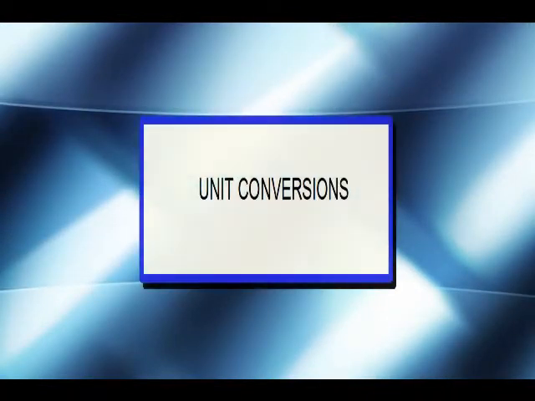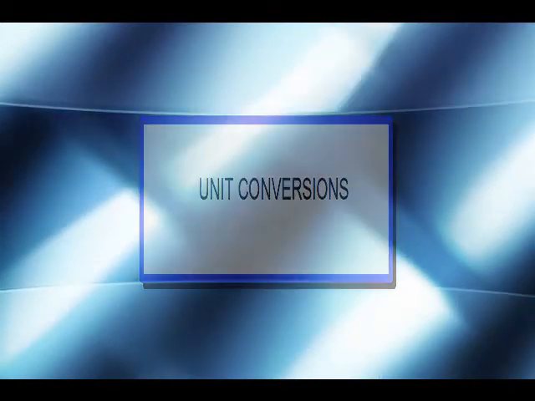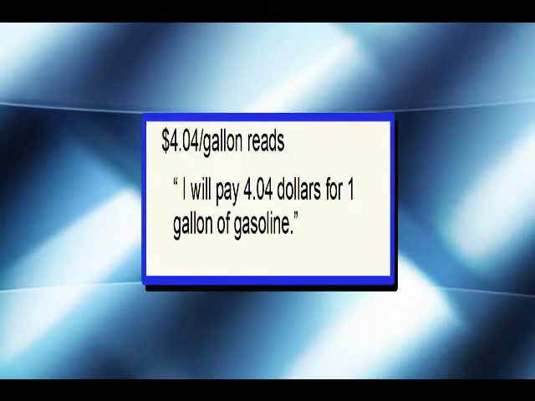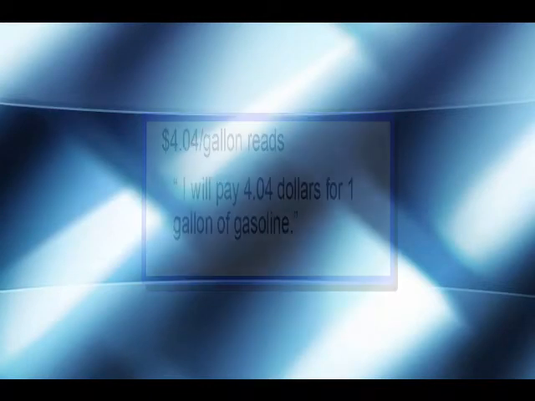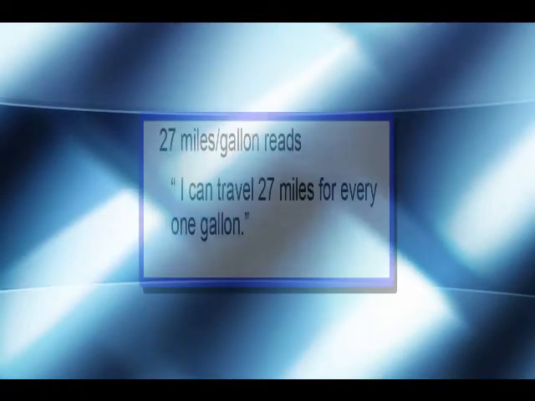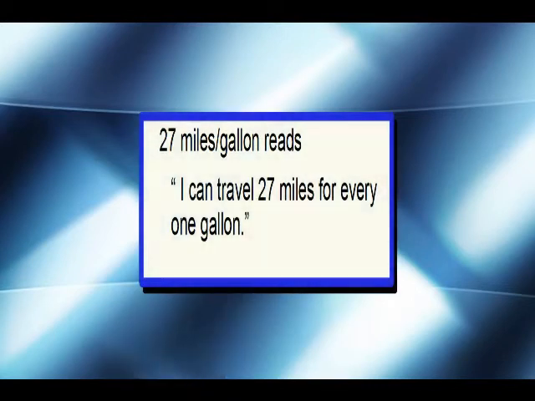This particular problem is testing a skill called unit conversions. In math and science, we can view rates as proportions. The statement, $4.04 per gallon, reads, $4.04 for 1 gallon of gasoline. One of the tricks with rates and ratios is that you can flip them to match units. So the statement, 27 miles per gallon, reads, I can travel 27 miles for every 1 gallon of gasoline.